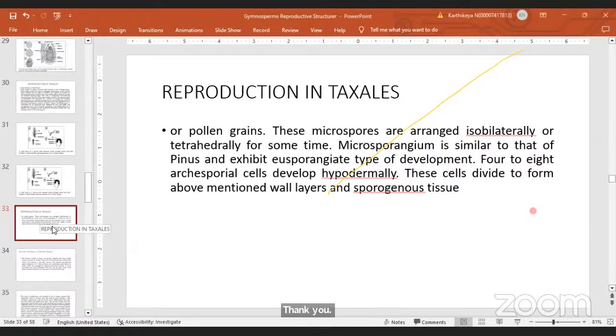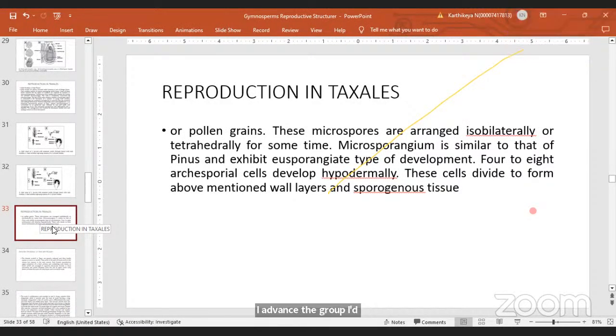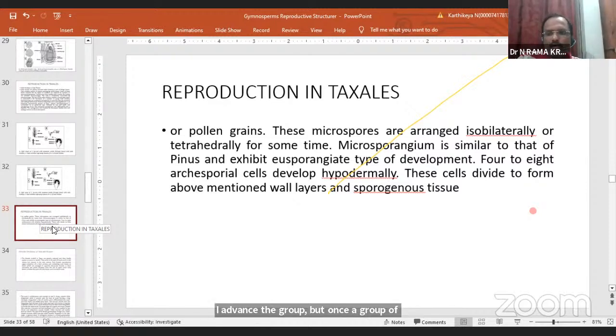Yes, so next, now you see, we are going to the third one, that is Taxales. Taxales is also a little bit advanced group, an advanced group of gymnosperms. There is Ginkgo biloba and the next one is Taxales. Next, you see here, Cupressales.